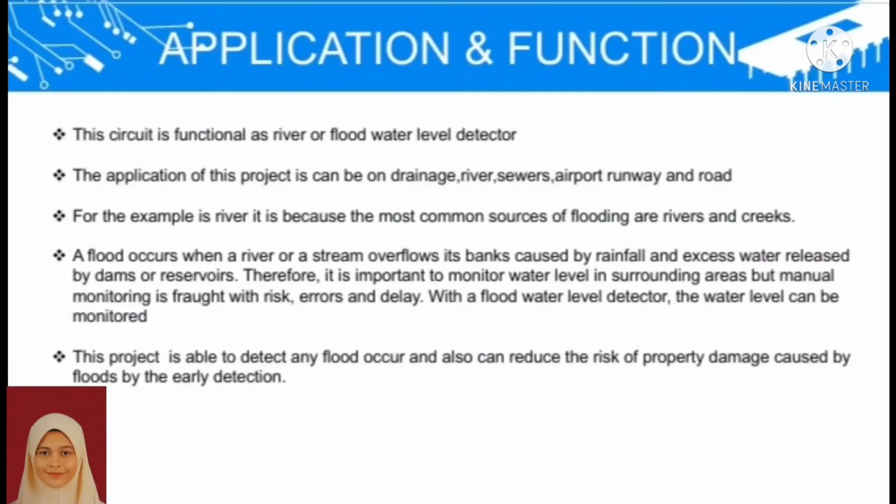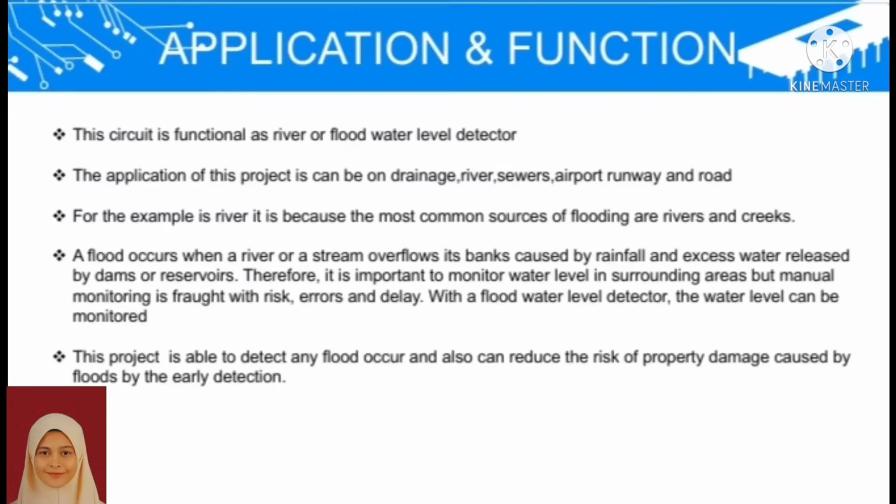My name is Siti Maisara. I will present about the application and function. This circuit functions as a river or flood water level detector. The application of this project can be on drainage, rivers, sewers, airport runways and roads. For example, rivers. It is because the most common sources of flooding are rivers and creeks.